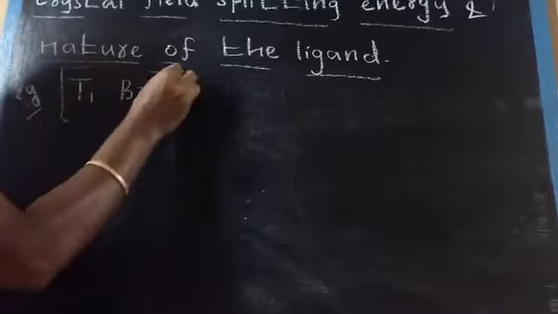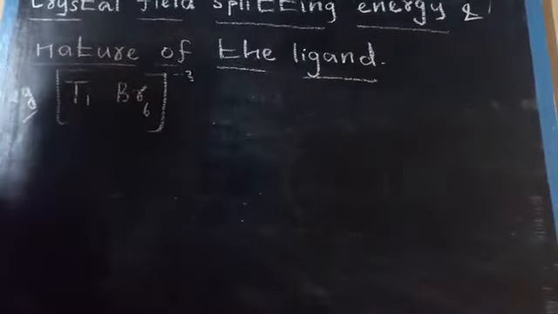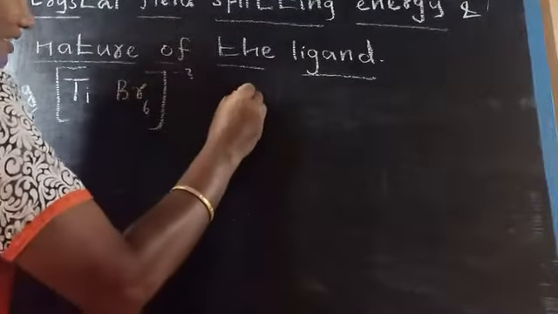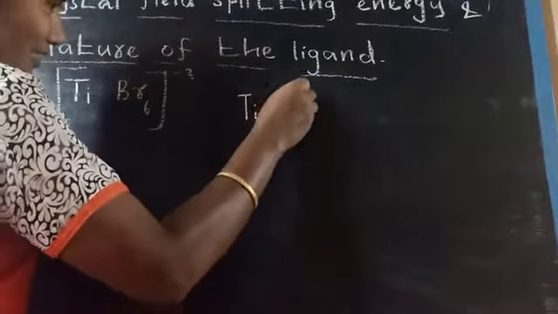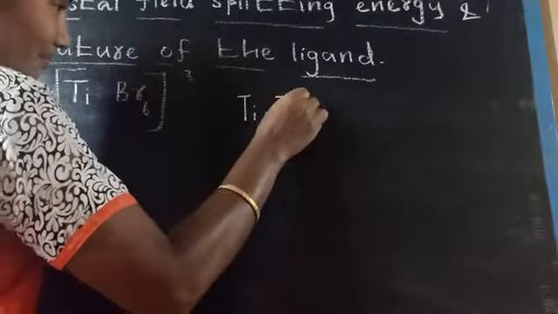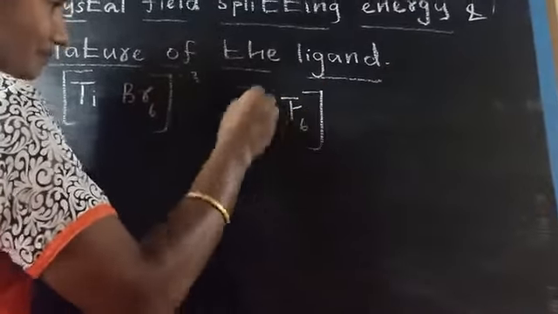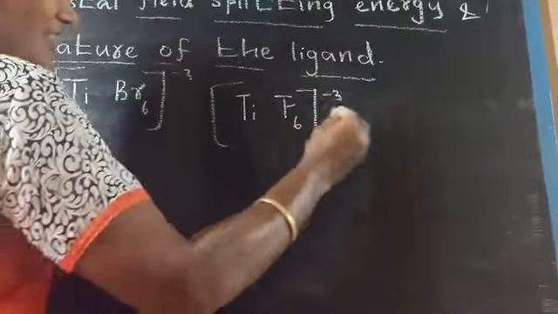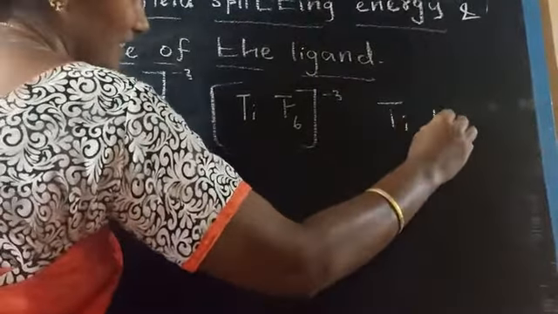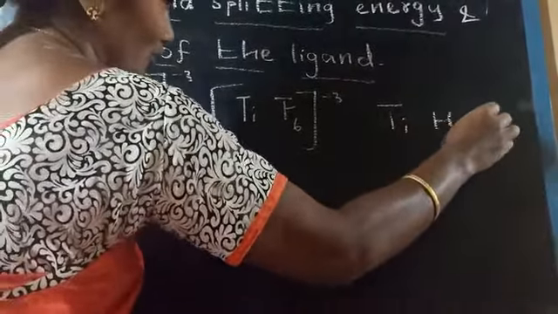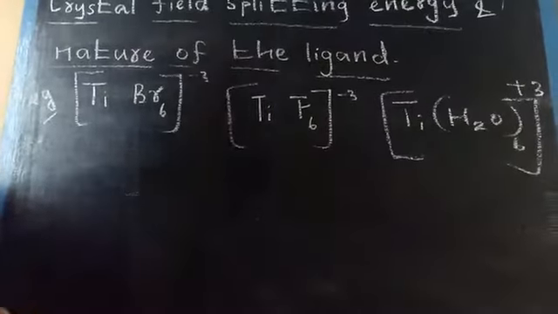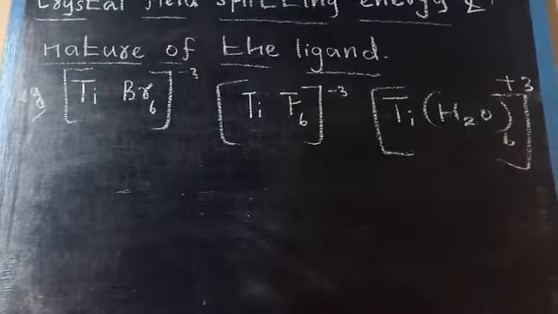So here minus 3. So next one, titanium fluorine, so 6 minus 3. Next example, titanium H2O water molecule, 6. Here plus 3 charges. Now I take the 3 example.